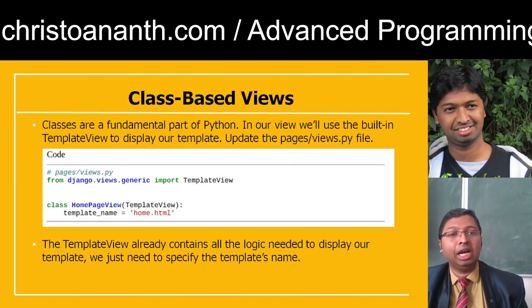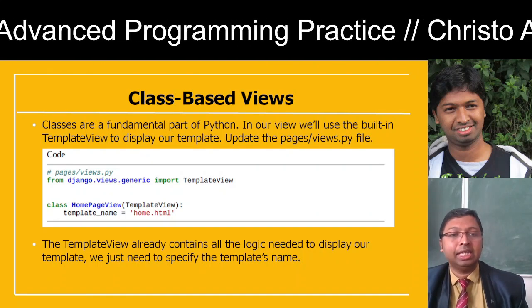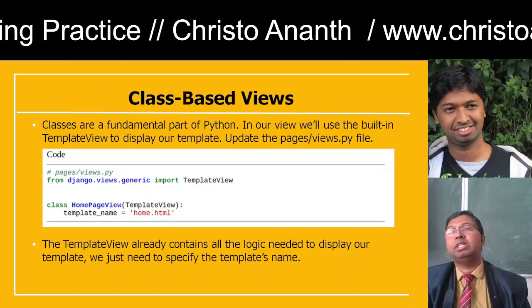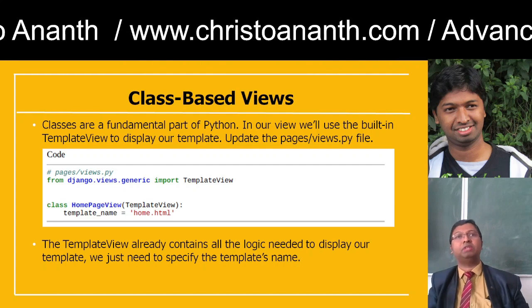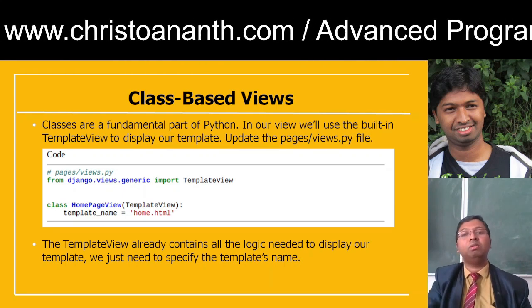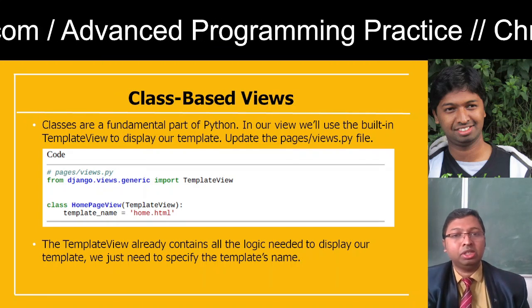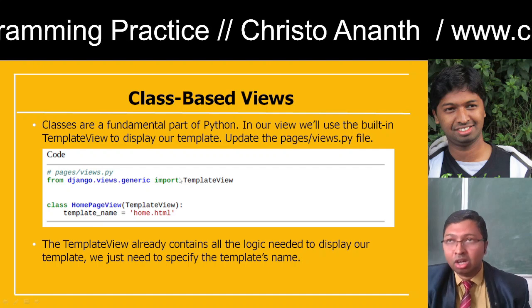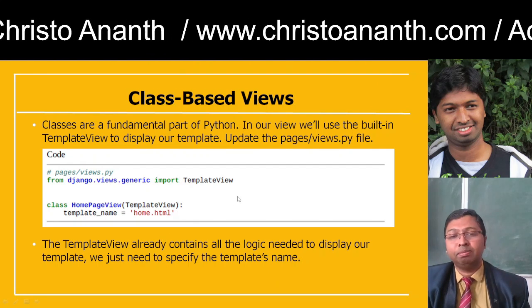Here you will have from django.views.generic import TemplateView, and then class HomePageView. Within the TemplateView, you'll have template_name equal to home.html. This is the common name that you are going to specify. When you go to home.html, you'll have the common templates associated. This TemplateView has the logic to display the template, and we have to specify the template's name.